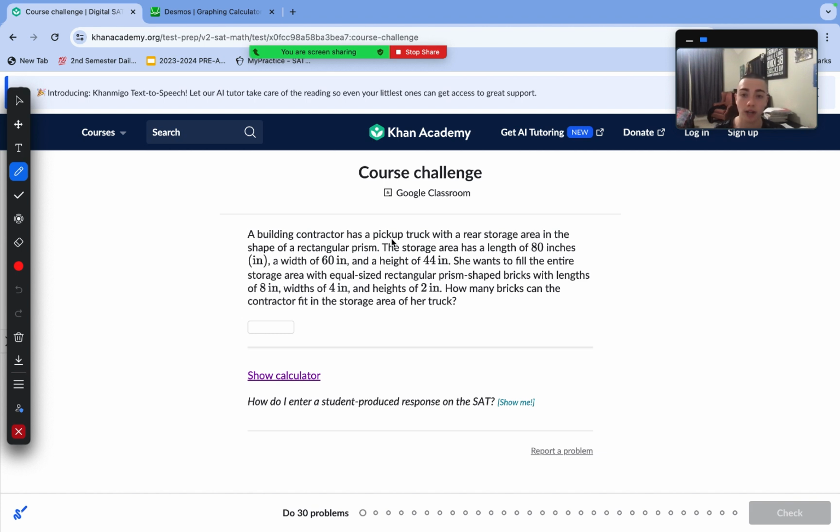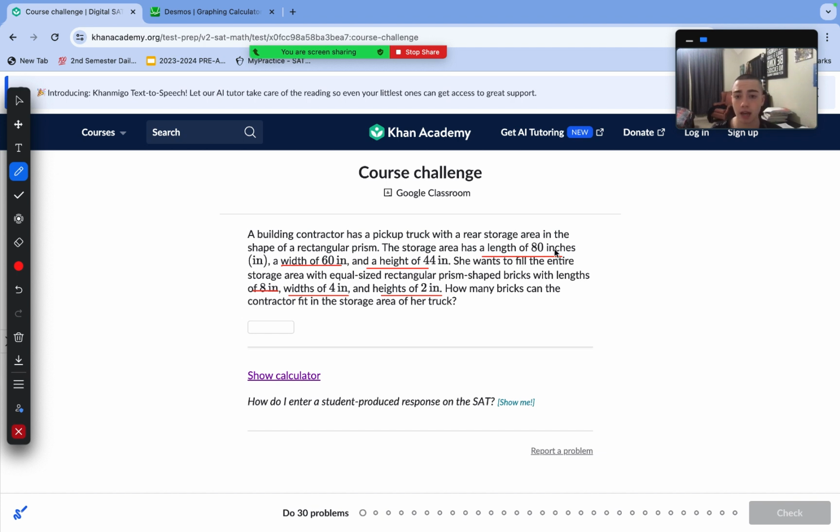So a building contractor has a pickup truck with a rear storage area in the shape of a rectangular prism with a length of 80, width of 60, height of 44, and we want to fill them with equal size rectangular prism bricks with length of 8, width of 4, and height of 2. How can we solve this one? We need to find the volume of both of them. Remember, volume of a rectangular prism is length times width times height.